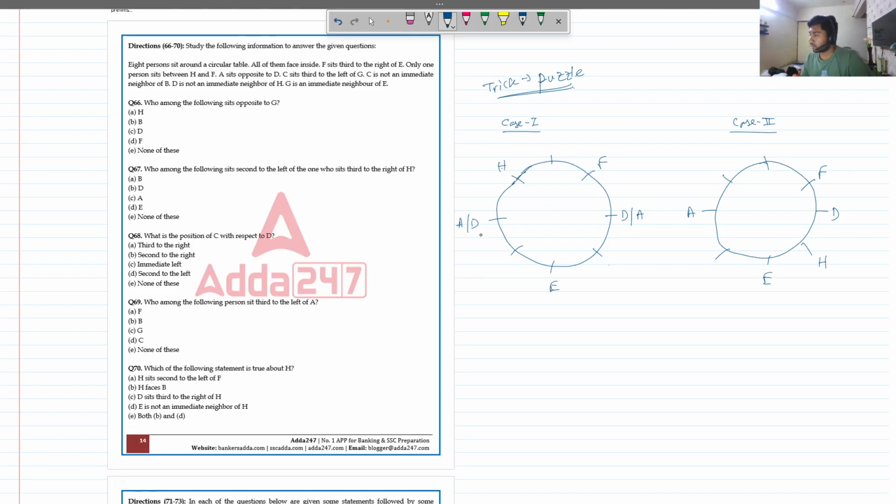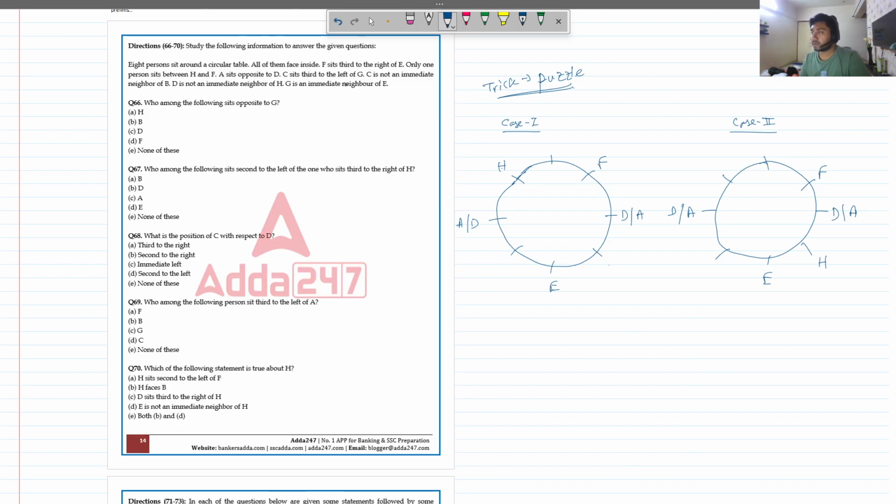If you have to make a case for D and A as well, you have to make two diagrams for case 1 and two diagrams for case 2. That would be way too many for an examination, not required. So I'll put both D and A with a slash to move forward and eliminate the improbable scenarios later based on the clues of the given question. Understood?